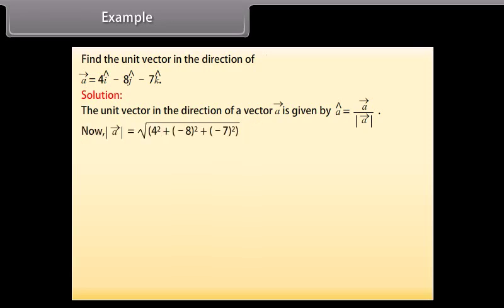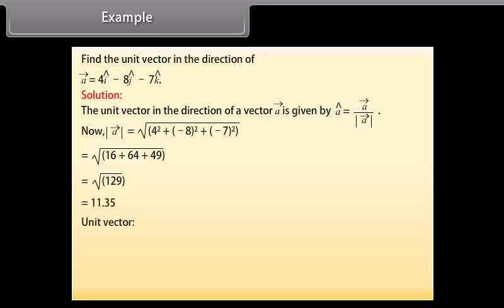Example. Find the unit vector in the direction of vector A equals 4i minus 8j minus 7k. Solution. The unit vector in the direction of a vector A is given by cap A equals vector A upon mod of vector A. Now, mod of vector A equals square root of 4 squared plus (minus 8) squared plus (minus 7) squared equals square root of 16 plus 64 plus 49 equals square root of 129 equals 11.35.